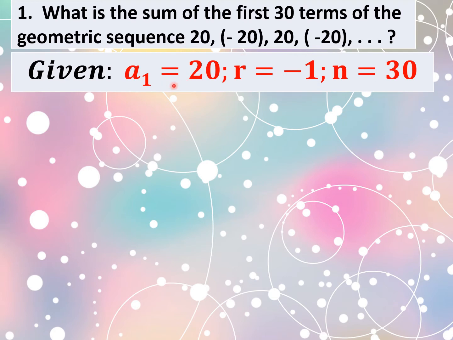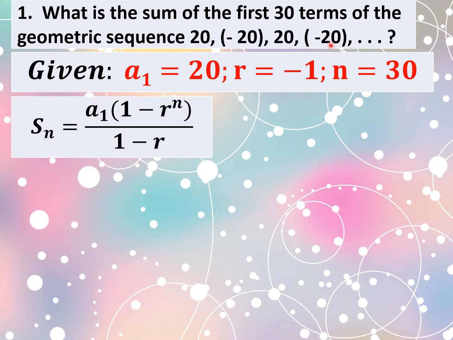So, ang given natin, ang a sub 1 is 20, ang common ratio ay negative 1 dahil negative 20 divided by 20 is negative 1. And then, yung value ng n natin is 30 since we need to find the sum of the first 30 terms of the sequence. So, dahil hindi given yung ating a sub n, yung unang formula ang gagamitin natin.